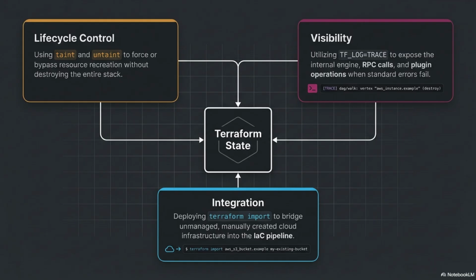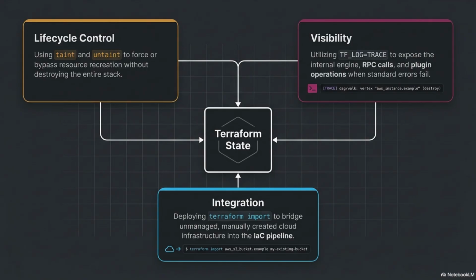Before we go deep on any one topic, let me frame the three pillars we're working with today, because they connect directly to the Terraform state file at the center of everything. The first pillar is lifecycle control. This is where you use taint and untaint to surgically force or bypass resource recreation, without tearing down your entire stack. It's precision surgery on your infrastructure.